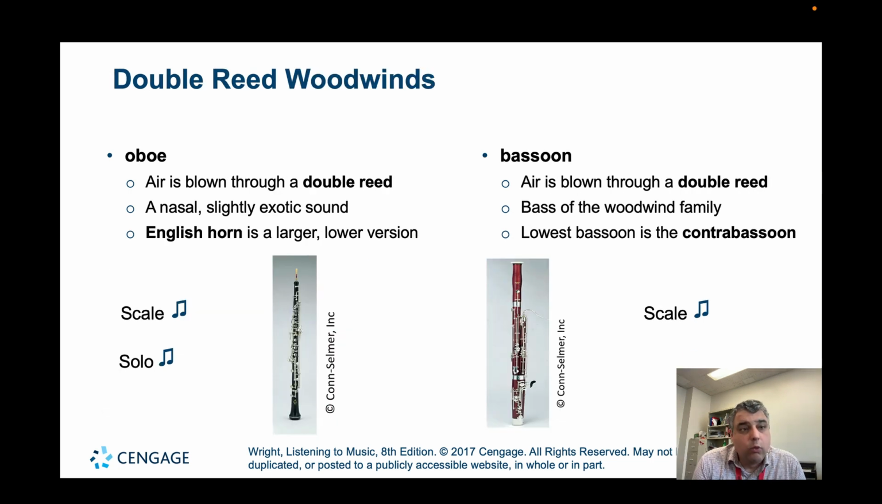Next, we'll look at more woodwind instruments, but these two are called double reed wind instruments. The oboe and the bassoon are called double reed instruments because they have two reeds together in their mouthpiece that vibrate back and forth. With the oboe, the air is blown through this double reed, and that double reed creates this nasally, exotic sound. We also have the English horn, which is a variation or a cousin of the oboe as well. So let's listen to the oboe play a scale and listen for that nasally quality.